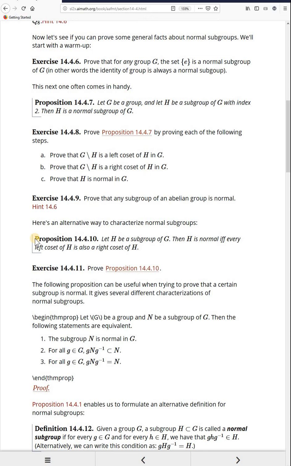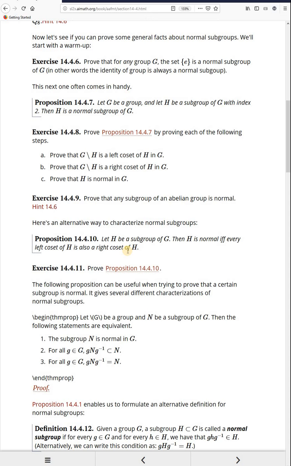All right. Now this proposition 14.4.10 is slightly different from the condition that HG equals GH. It's quite similar, but it's slightly different. It says let H be a subgroup of G. Then H is normal if and only if every left coset of H is also a right coset of H.